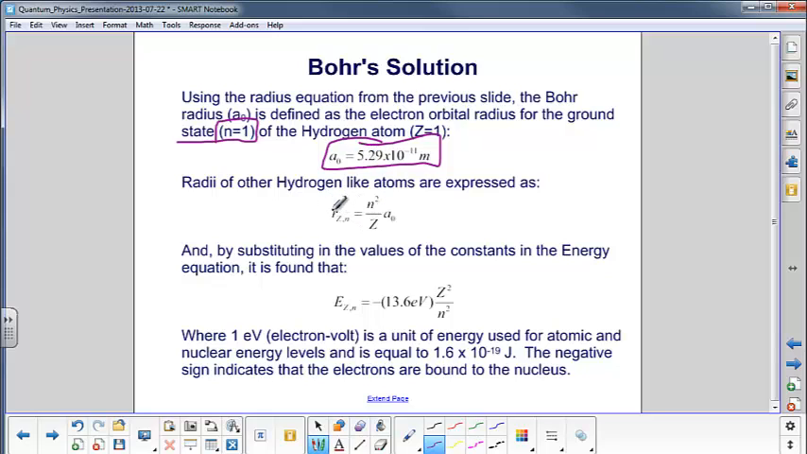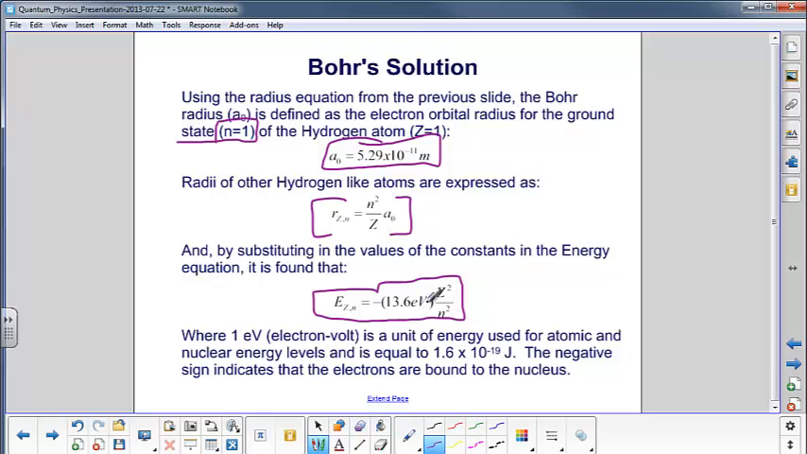In general, when we come up with the radius, again from the equations from the previous page, the radius of any hydrogen-like atom is just n squared divided by Z, where n is the orbital we're interested in and Z is the atomic number of the atom, times the Bohr radius. So that big equation from the previous page shrinks down to this. And even better, the energy equation, which had a lot more terms, when we just substitute in the values of the constants, we're left with E is minus 13.6 eV.